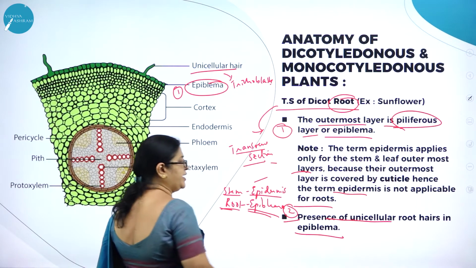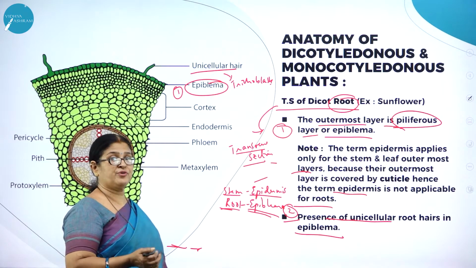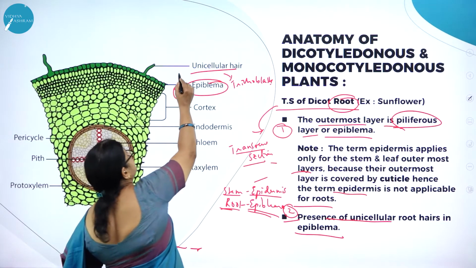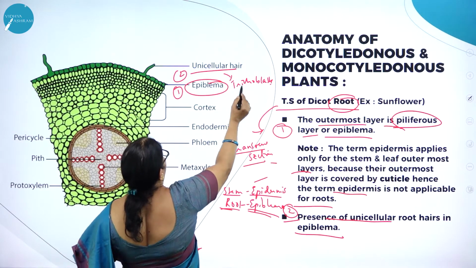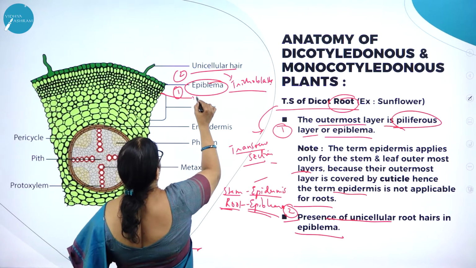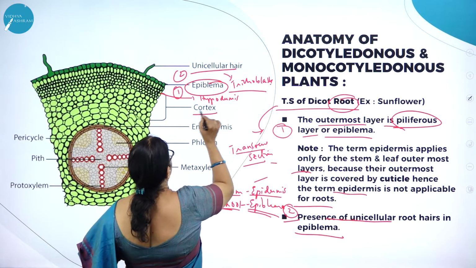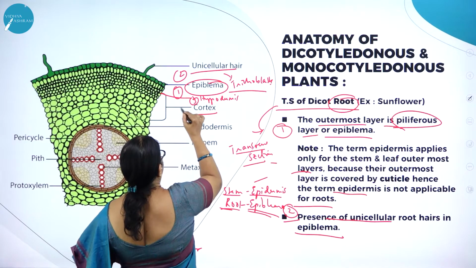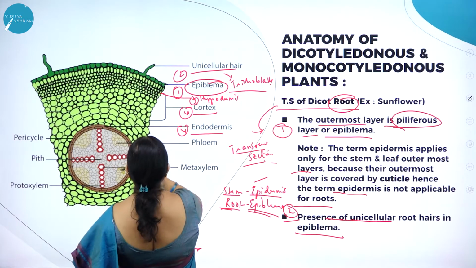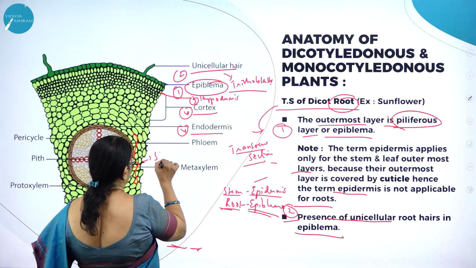The second one gives rise to unicellular extensions called root hairs. What is the main function of root hairs? Absorption of water and dissolved mineral solutes. So epiblema, and second, the unicellular hair called trichoblast. Right. Next comes hypodermis. Next comes cortex. Next comes endodermis. Next, this whole region is called the stele.